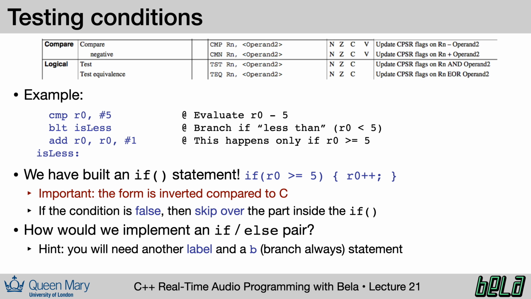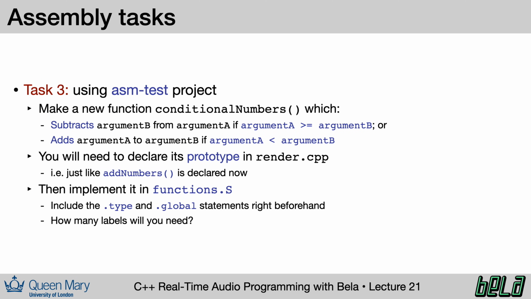The next thing we might ask is how would we implement an if-else pair like we have in C? Now, I'm not going to give you the answer to this straight away, but my hint to you is that you'll need a second label and also another branch statement, and that second branch statement will be a simple B, branch always, not a conditional branch. In fact, this is going to be the next task.